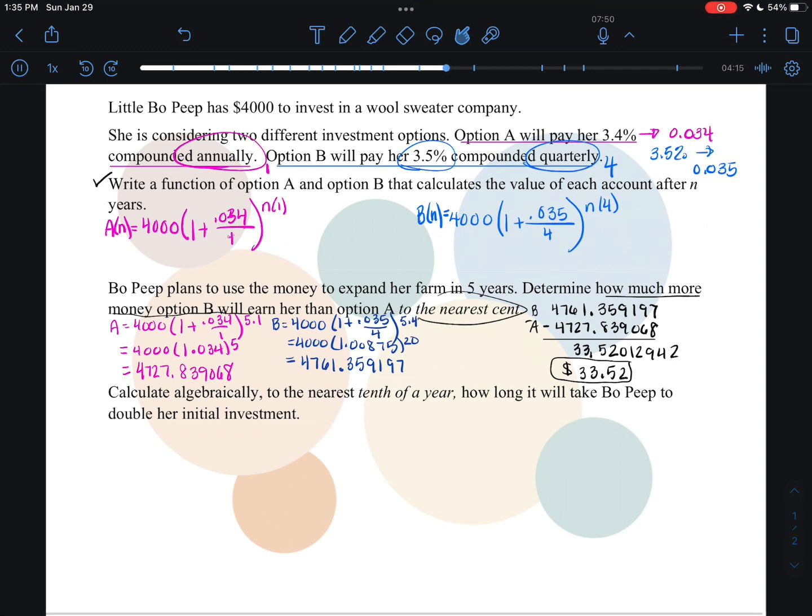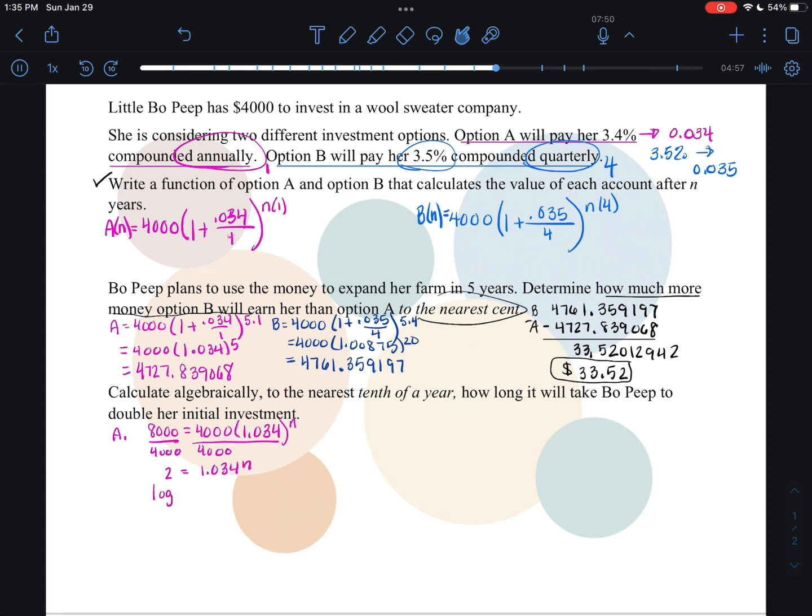The last part of the question asks me how long it's going to take her to double her investment to the nearest tenth of a year. So first I'm going to try for option A. Option A, for her to double her investment, it would be $8,000 times 1.034, and solving for n, I got, dividing 4,000 on both sides, which gives me 2 equals 1.034 to the n.